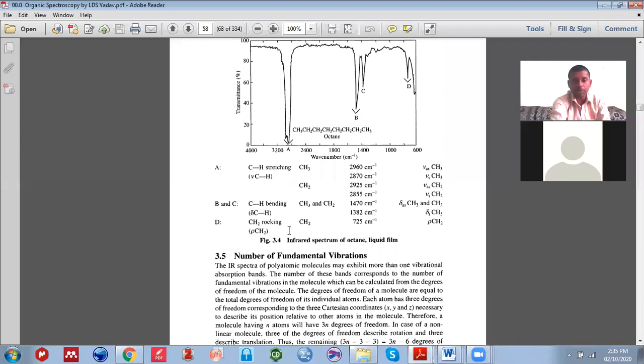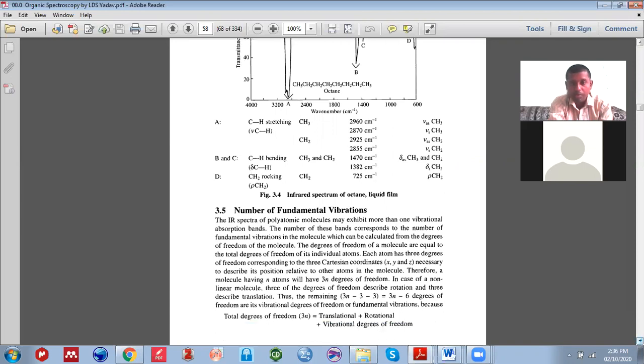Rocking is another important thing in case of peak D: CH2 rocking, and twisting. Rocking means both are moved towards the same direction. If they move in opposite directions, that is scissoring. The rocking frequency is 725 cm⁻¹.